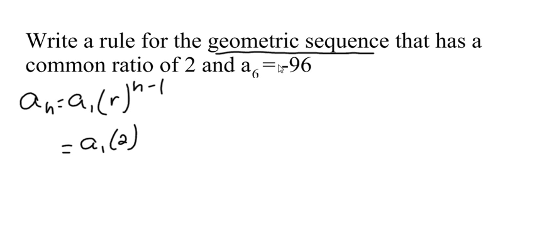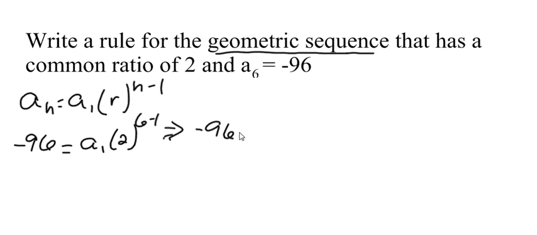We're also given that a sub 6 is equal to negative 96. That means that when n is 6, for the 6th term, we have negative 96. So any place you see n over here, you substitute with 6. A sub 6 is equal to negative 96, so I'm just going to write negative 96 right away. The only variable we have left is a sub 1. We can solve for a sub 1 then, and then use that value to write our rule for this particular geometric sequence.